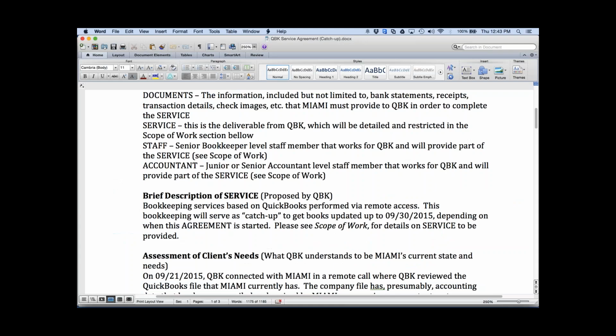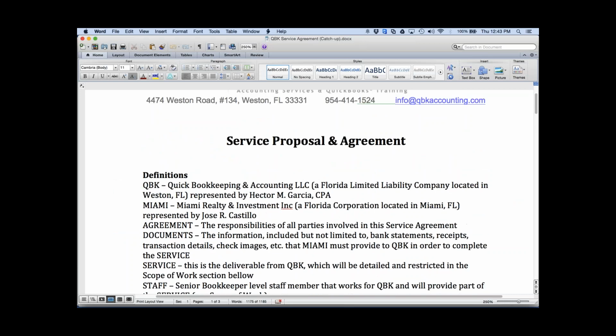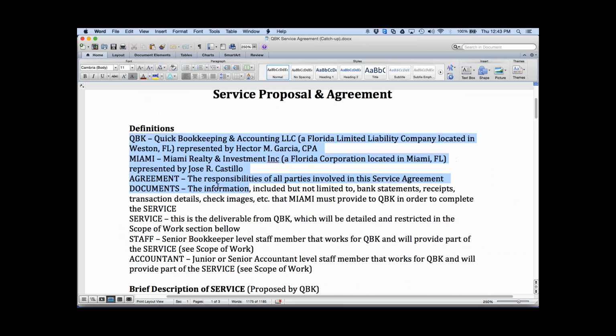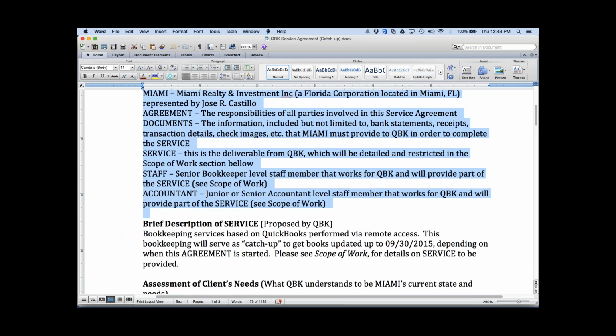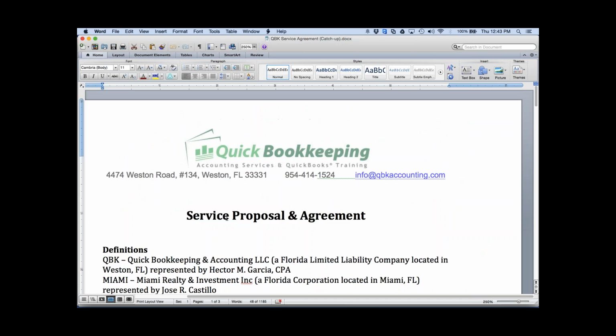This is something that I built over the years. I have a combination between the legal terms and what I call the what, who, when strategy, where I define who all the parties are, what's an agreement, what's a document, what's a service, what's an accountant, what's a staff accountant, because when I do hourly pricing, I do split pricing. I split my low level and my high level fees. I do a brief description of the service, and it's kind of a proposal, because I do a proposal and an agreement at the same time.